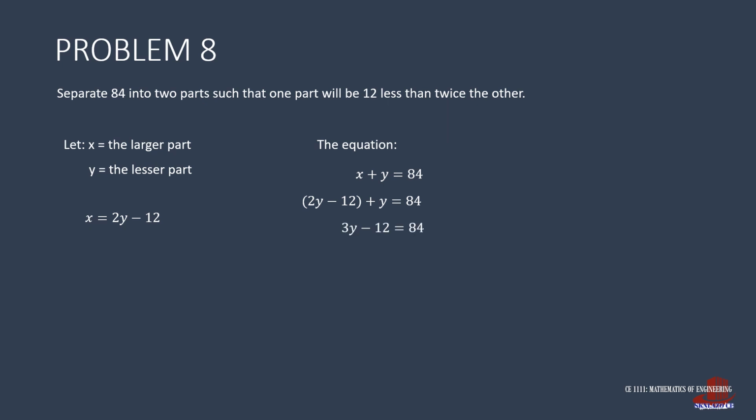So simplify terms and get 3y minus 12 is equal to 84. Transpose 12 and get 3y as 96. Divide everything by 3 to have y equal to 32. Next is to solve for the larger part. From x as 2y minus 12, x is then twice of 32 minus 12, where it becomes 52.